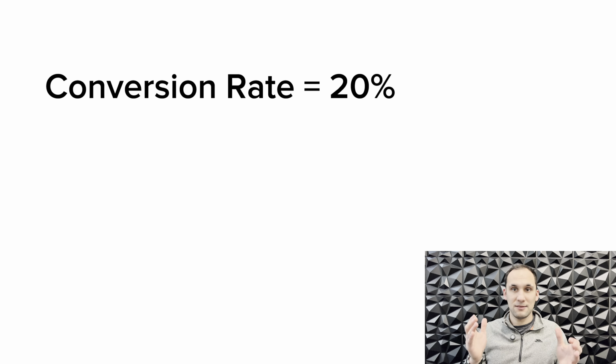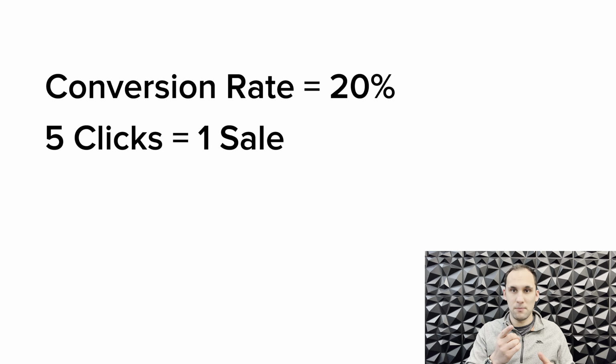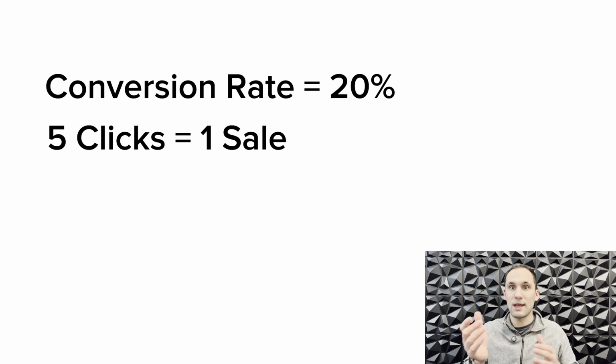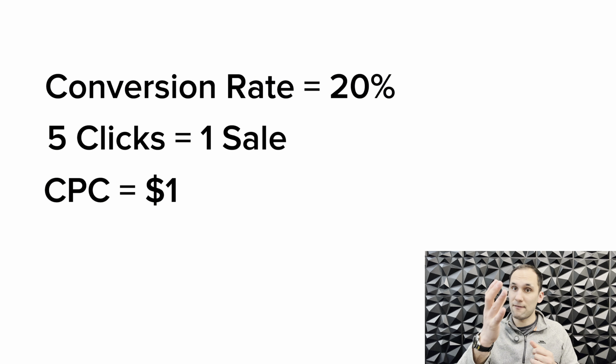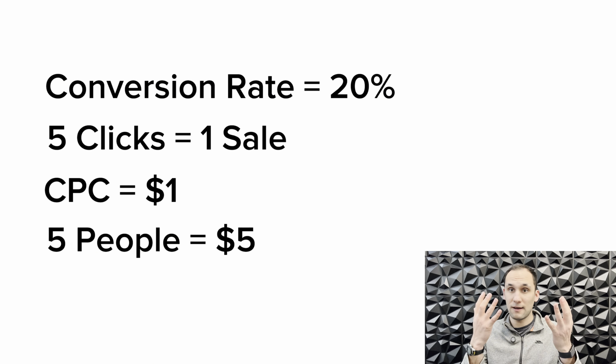Now, if your conversion rate is 20%, it means that for every 5 people that come, you get 1 sale. In this instance, if my cost per click is $1, I have 5 people, that's $5, my profit is $5, I'm breaking even.